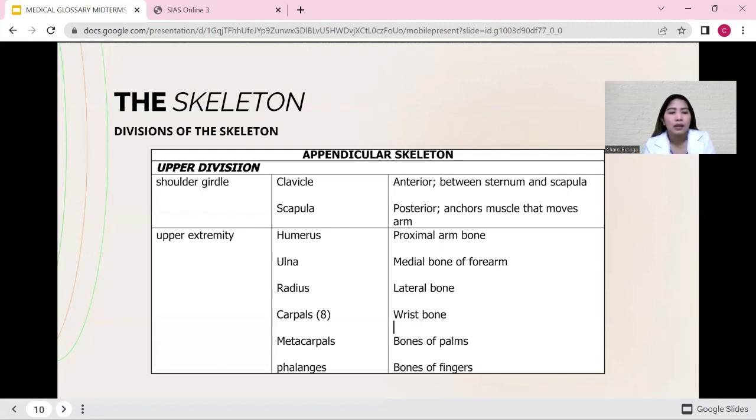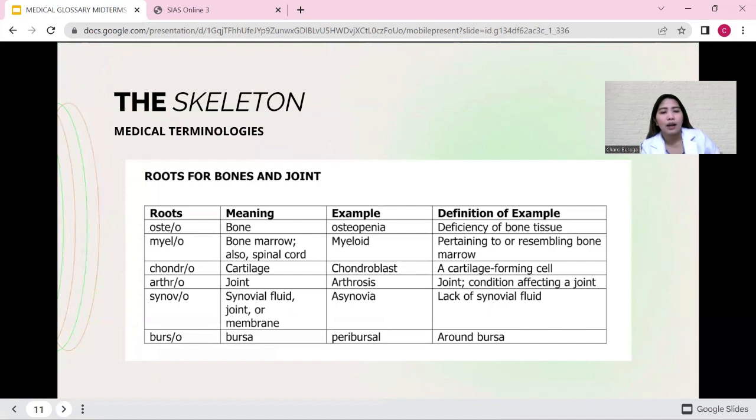So, let's go to the, dito muna tayo, kasi punta mamaya tayo sa lower.